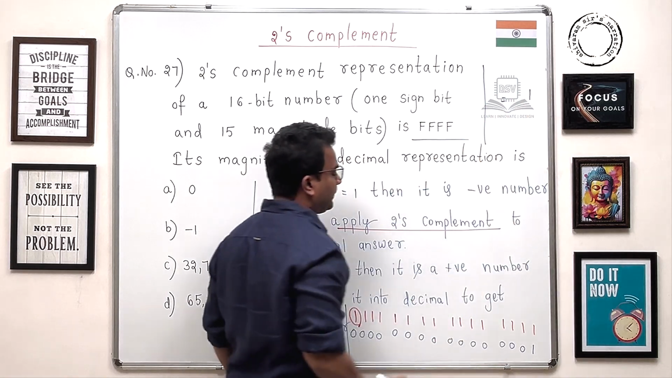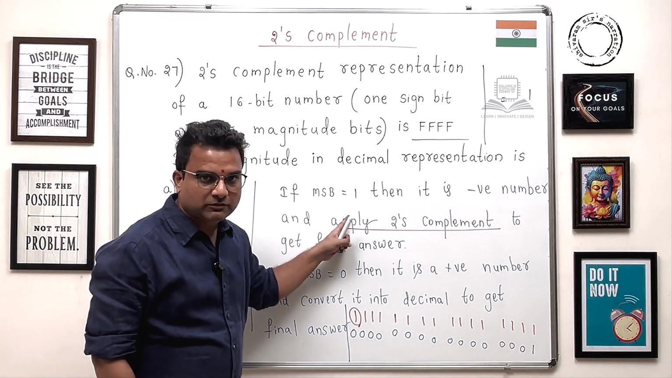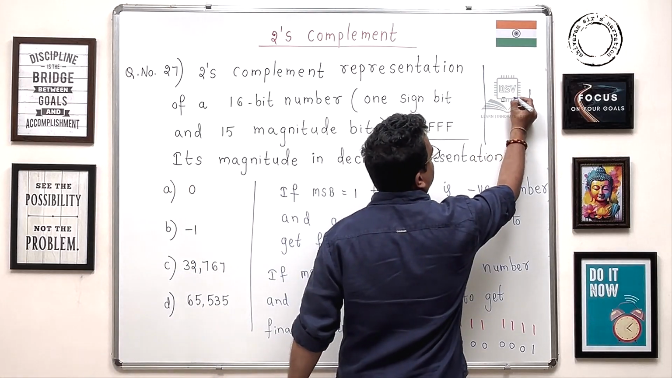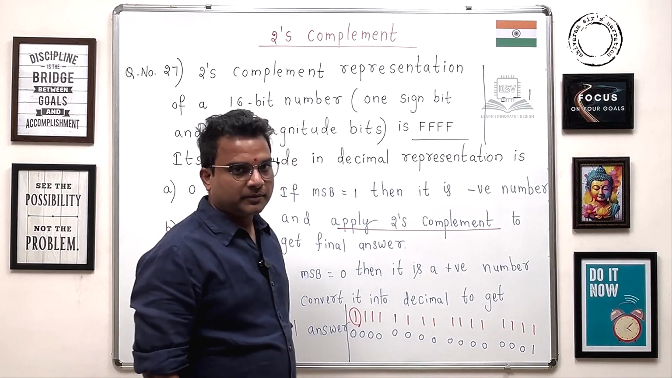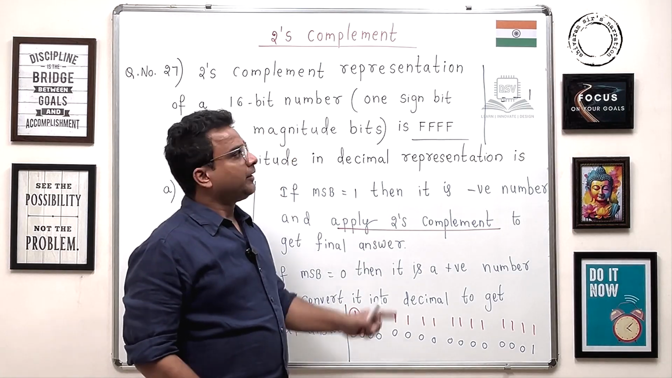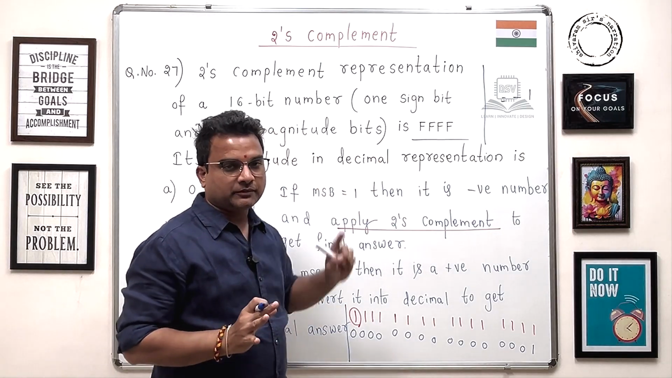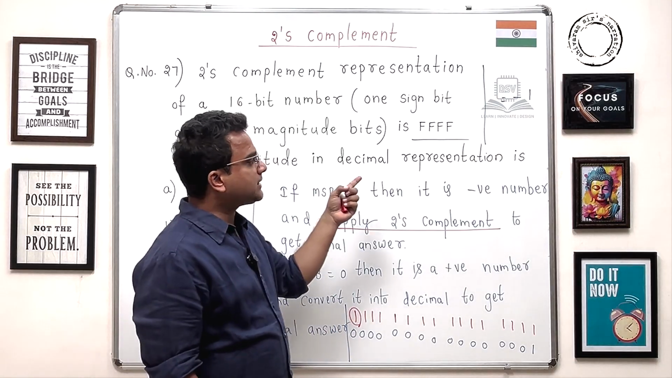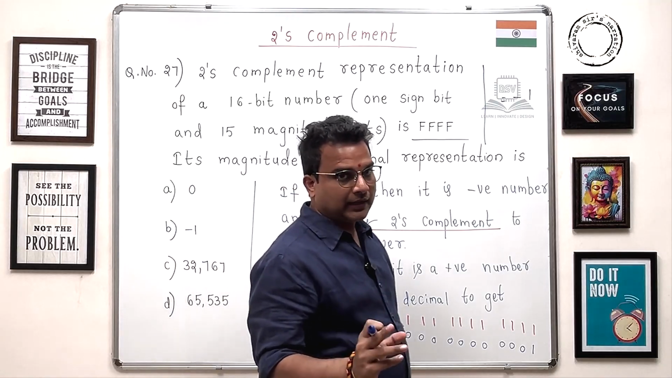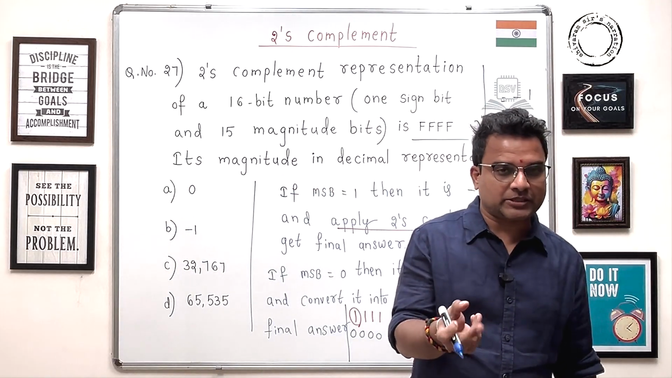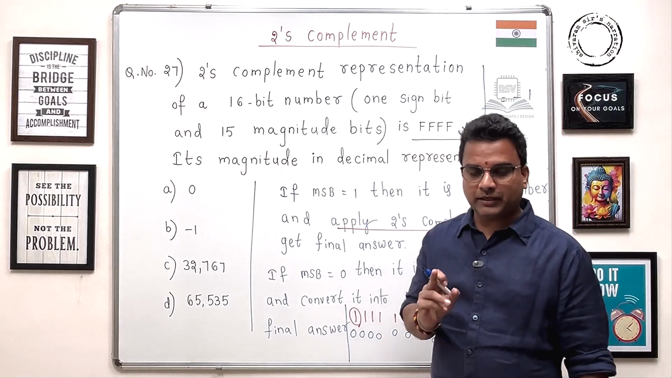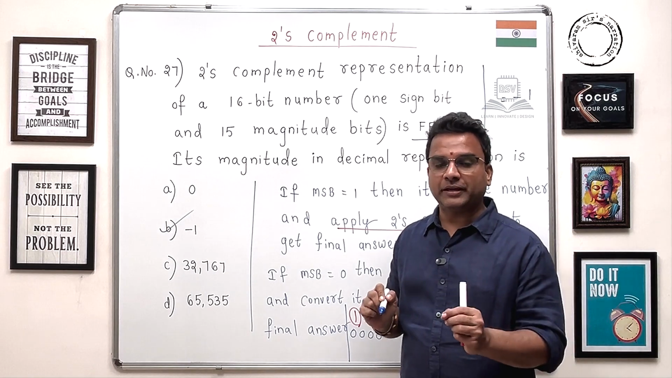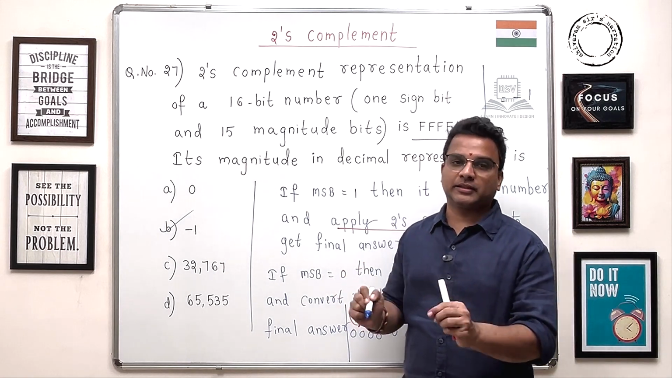But at the beginning itself we told, if the MSB is 1, then it's a negative number only. It is a negative number only. Hence FF is the 2's complement representation of a number, and its decimal value is -1. Option B is the right answer.